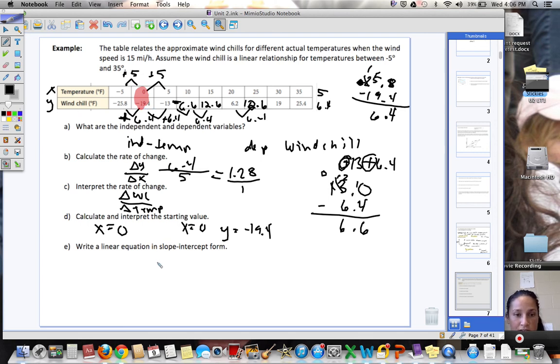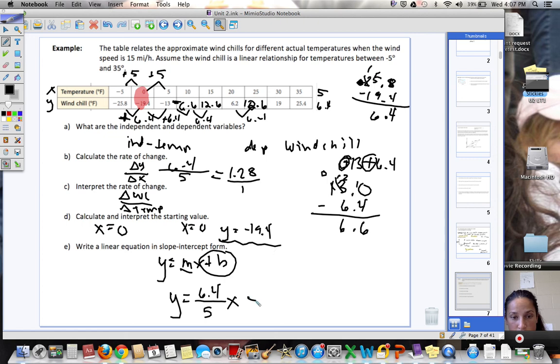So now we write the linear equation. Remember, this is y equals mx plus b. My b is my y-intercept, my m is my slope. So I'm going to start off like this. m is my slope or my rate of change. So that's 6.4 all over 5 with my x. And then here, I don't need to write plus because my y-intercept is a minus 19.4. You could have a plus and negative 19.4.